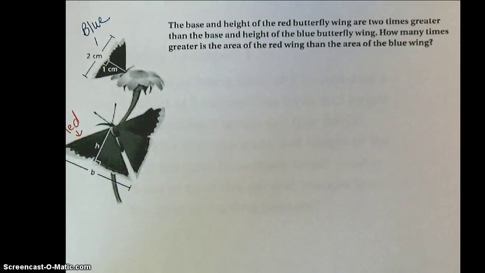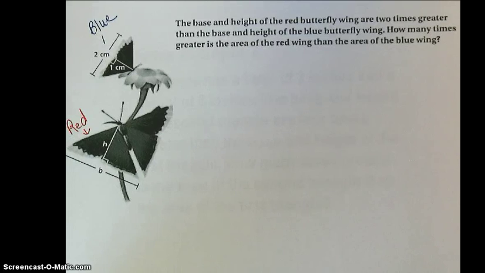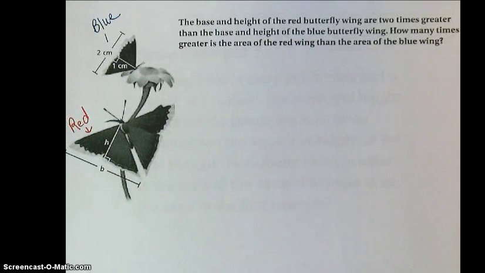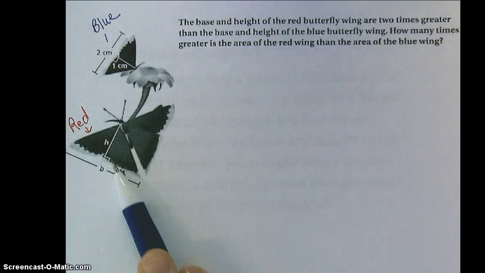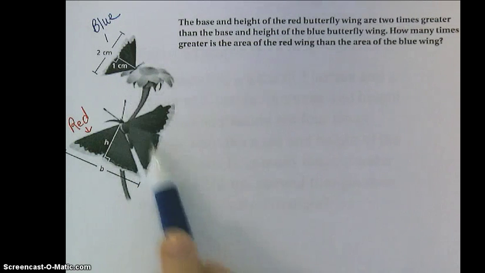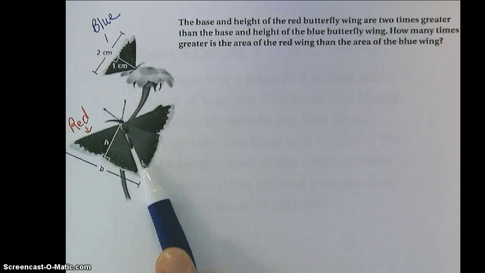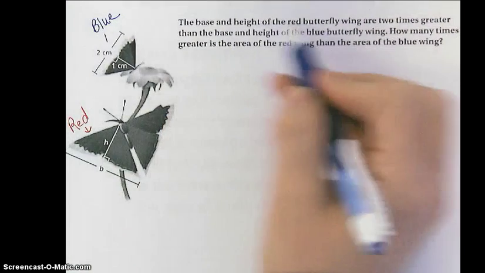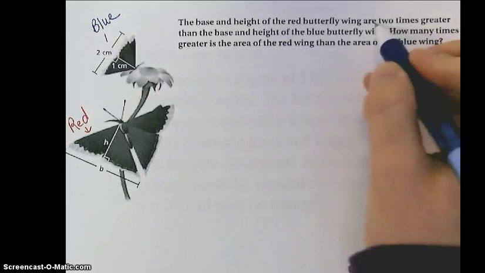It says, the base and height of the red butterfly wing are 2 times greater than the base and height of the blue butterfly wing. How many times greater is the area of the red wing than the area of the blue wing? Well, this tells me that my red one is bigger than my blue one. So this is my diagram of my red butterfly, and this is of my blue. So it says the base and height of the red butterfly wing are 2 times greater.